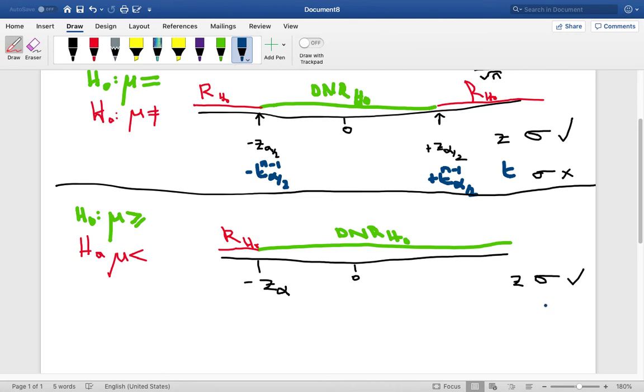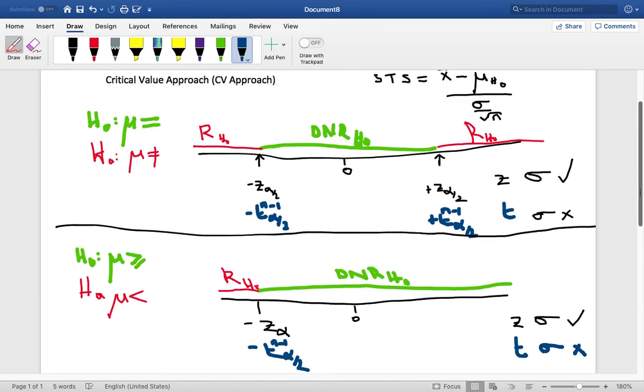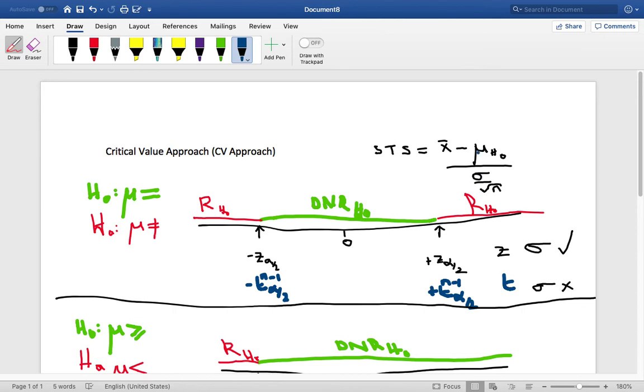If, on the other hand, the population standard deviation is not known, then we're going to have a t distribution, and our critical value will be minus t of alpha over 2 with n minus 1 degrees of freedom. And again, the standardized test statistic in either case will have this formula: x bar minus mu of H0 divided by sigma over the square root of n.